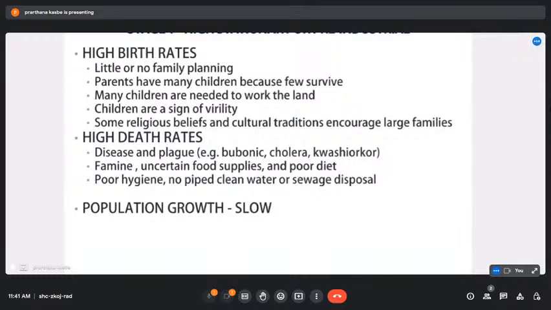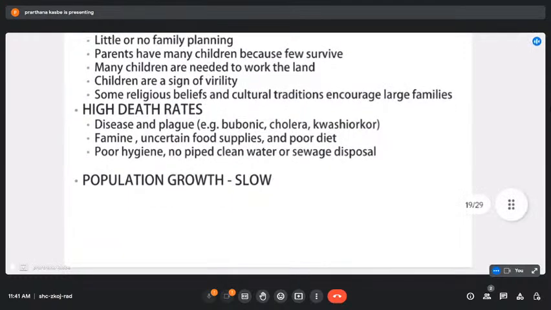What are the causes of high death rates? The disease and the plague, cholera, etc. The diseases are more, then the famines, uncertain food supplies and poor diet.